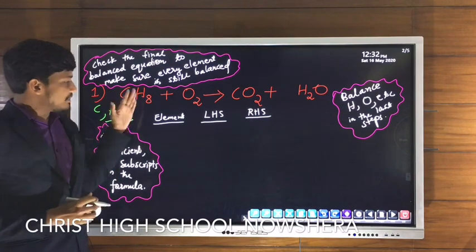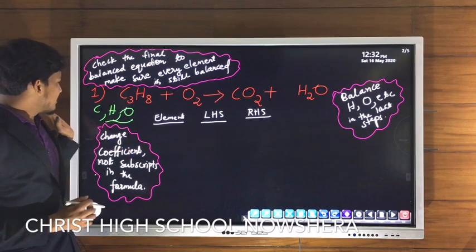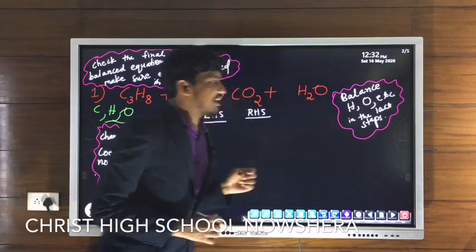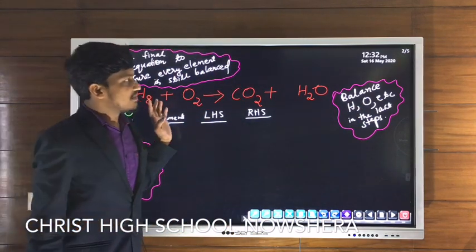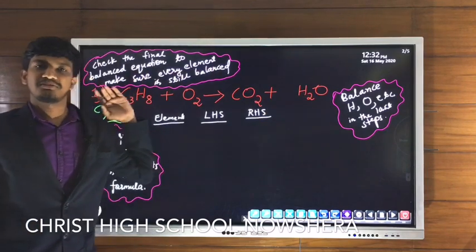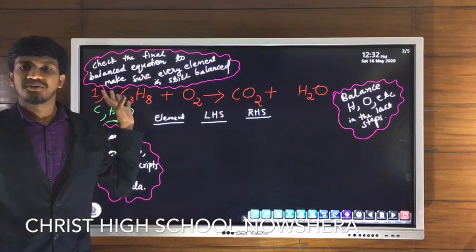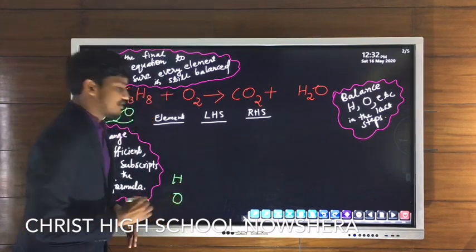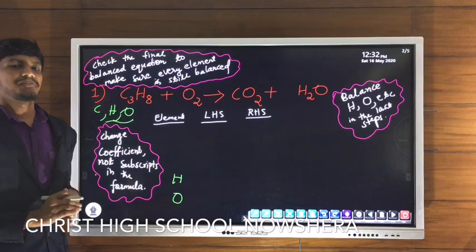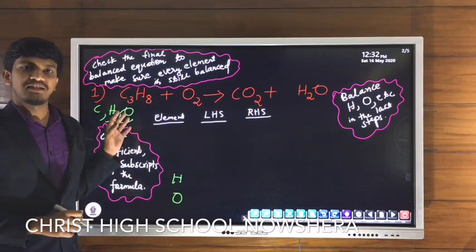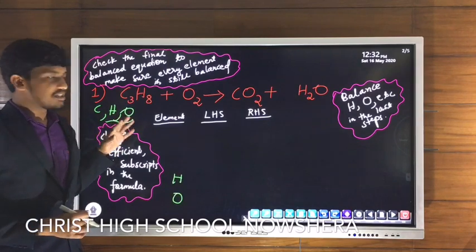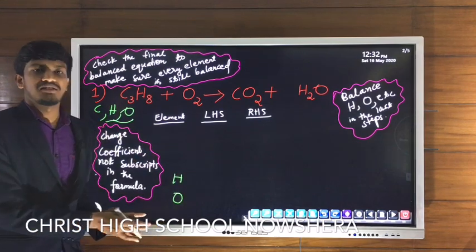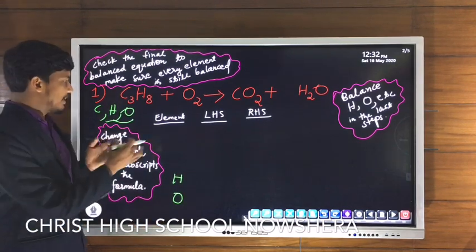And when we list the elements, we can see that we balance H, O, etc. in the last step. So it is an important tip we can use in the case of balancing an equation. If there are hydrogen and oxygen in the equation, we will write them last. So this is an important point. Using this point we can balance the equation easily. That is, if there are elementary gases like hydrogen, oxygen, etc., write them last. And other than these, we have to write them first.